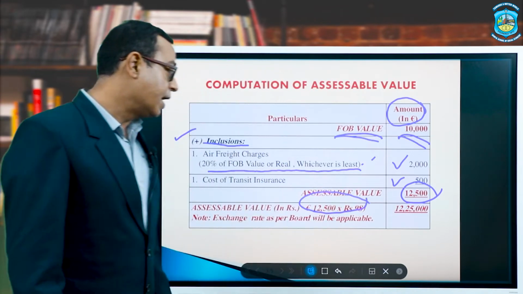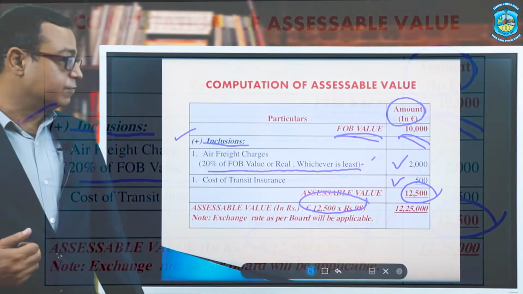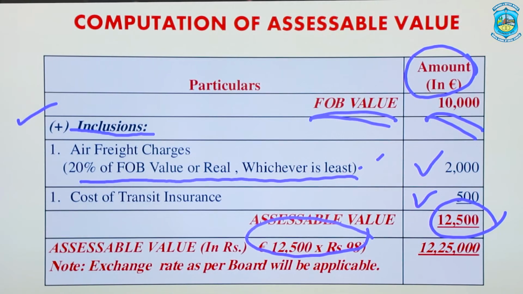multiplied by 98 rupees. So it will be 12 lakh 25,000 only. That is assessable value we have in Indian rupees.